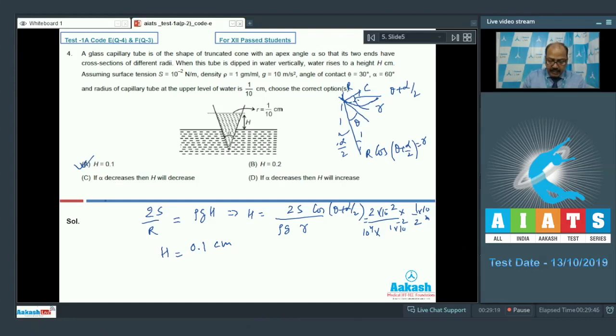Option C says if alpha decreases then h will decrease. Well, in the expression for h we see that h equals 2S cos(theta plus alpha by 2) upon rho g r. So as alpha decreases, we can see that h increases, which means option C is incorrect and option D is correct. So for question 4, options A and D are correct. Let's move on to the next question now.